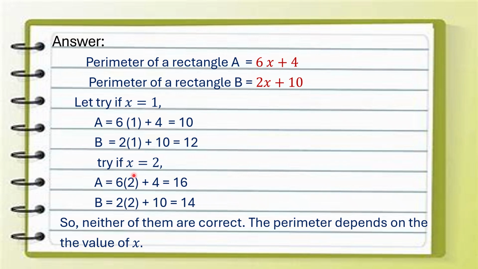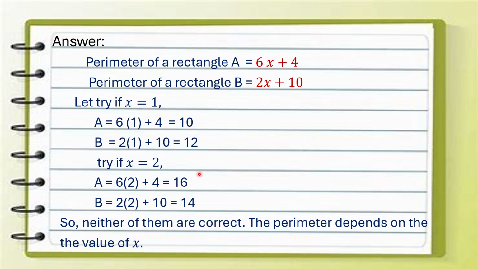Let's try if x equals 2. So what we have to do, we should substitute the value of x in rectangle A and B. So what is that rectangle A? 6 of 2 plus 4. So 6 into 2 is 12. 12 plus 4 is 16. For B, 2 into 2 plus 10. So 2 into 2 is 4. 4 plus 10 is 14.